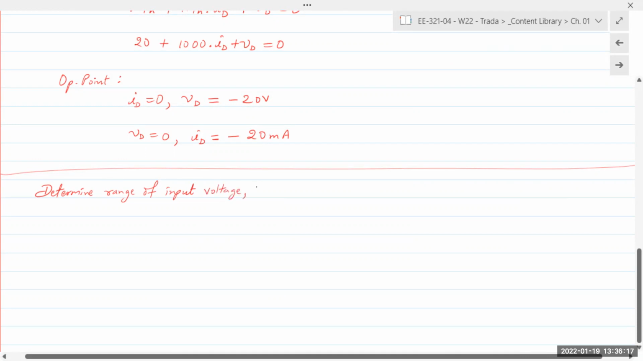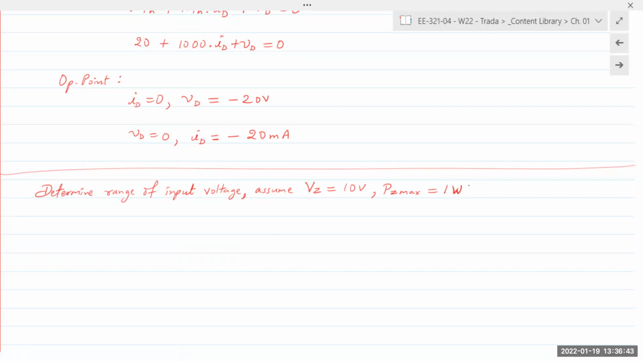Okay. And we will assume the Zener diode is ideal and VZ is 10 volts. Okay, a Zener diode of 10 volts. And again, to keep things simple, PZ max power rating is 1 watt. So similar to your pre-lab question. But again, this analysis is generic. So we want to find the range of values that we can apply to that circuit.